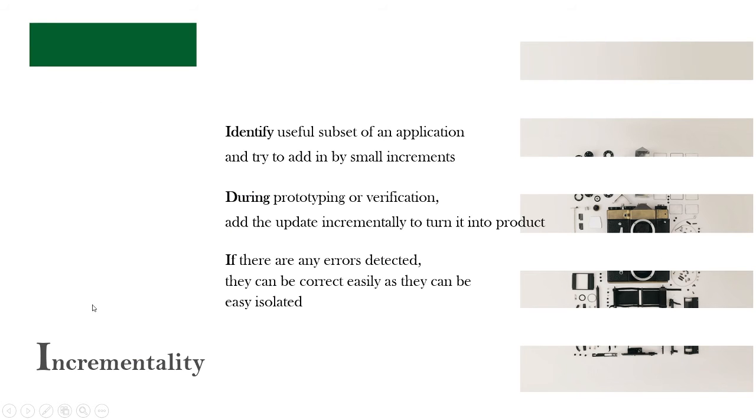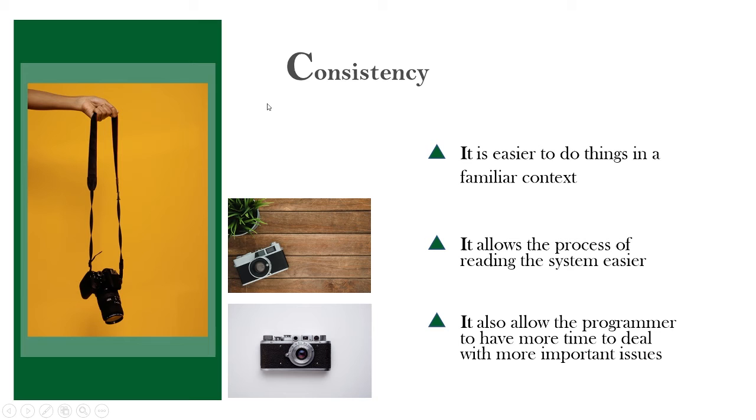The sixth principle is incrementality. This principle is to proceed with the process in a step-by-step fashion. When a useful subset of an application is identified, we can try to add it into the application by small increments rather than all of the subset at once. Besides that, during prototyping or verification, add the update incrementally before turning it into a product. This is because when any error is detected in the program or prototype, it can be isolated and corrected easily.